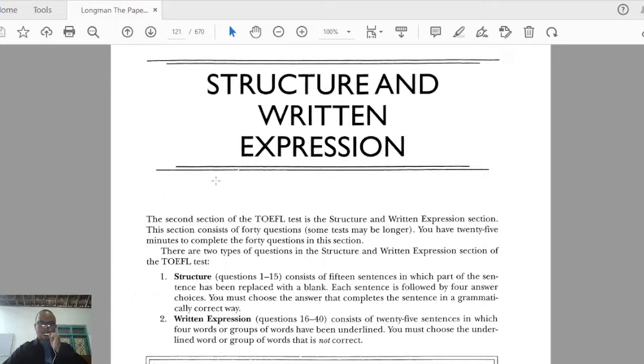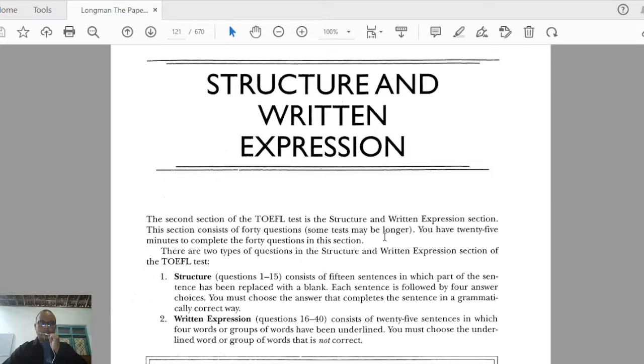But here in the structure and written expression section, it is basically up to your knowledge. This is up to your knowledge. Jadi di sini tuh tergantung pengetahuan kita. Jadi udah nggak ada bantuan lagi, nggak ada bantuan audio ya. Di sini cuma murni kemampuan kita untuk mengetahui seberapa jauh bahasa Inggris kita dan mengerti tentang bahasa Inggris ya.